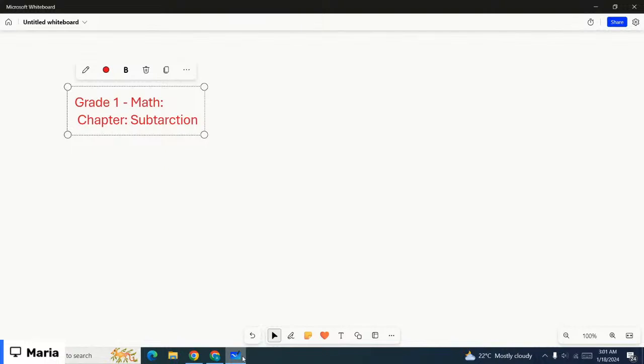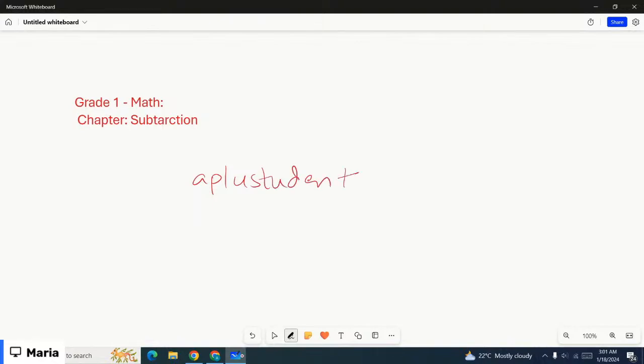We are here for grade 1 math. You can find all the lessons on aplusstudents.com. You have to log in there using your email address, and the password is provided by the administrator. Then you have to select math from the subject tab.